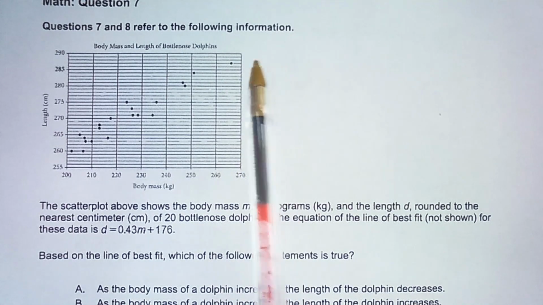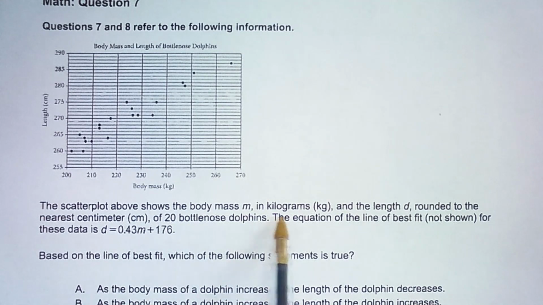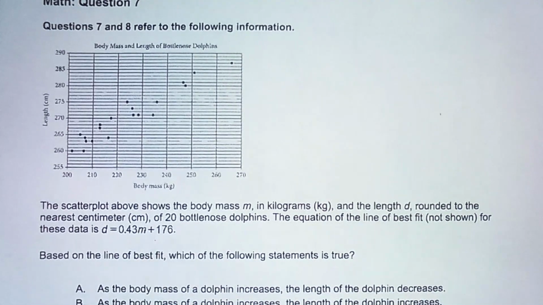Questions 7 and 8 refer to this information here. This scatter plot shows the body mass in kilograms and length rounded to the nearest centimeter of 20 bottlenose dolphins. The equation of the line of best fit, which is not shown for these data, is given here. Based on the line of best fit, which of the following statements is true? Now, truthfully, if we're looking to save time, we probably could have skipped reading any of that and just gone to this. Which of the following statements is true?